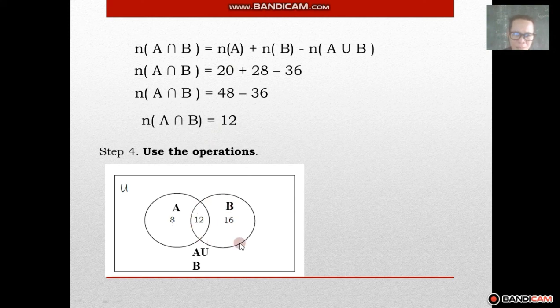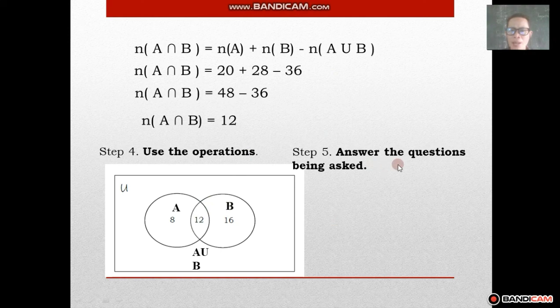With the other set B, since we already have 12 here, and this area is also included in set B, we need to add 16 to make it 28 based on our given. If we sum it up, the result is 36 and we are correct. Now step number 5, answer the questions being asked. This is the question being asked: the cardinal number of the intersection of A and B, and that is equal to 12.